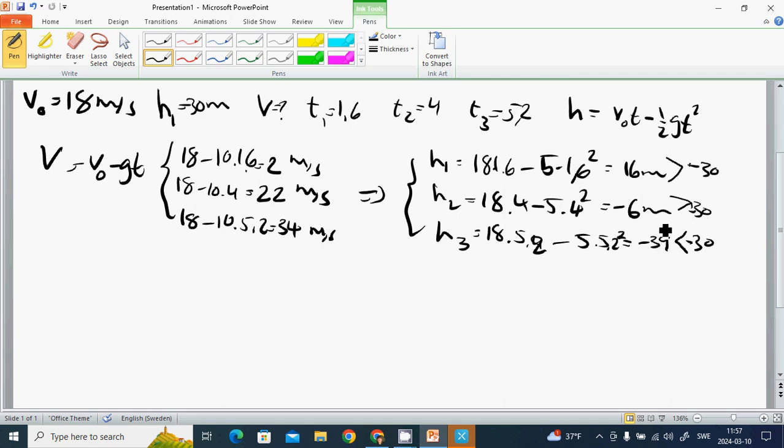30 minus 6 is 24 meters from the mark, and here it is 15 over 46. It is 46 meters from the yard or mark.